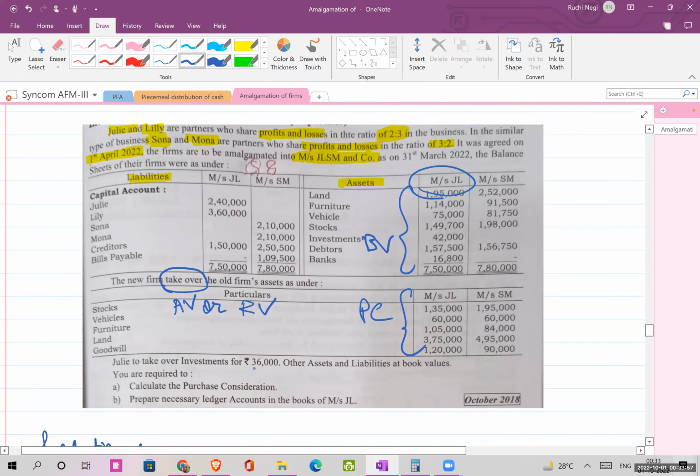Julie to take over investments for 36,000. So the partner is taking over investments. Okay. Only Julie is taking up. Other assets and liabilities will be taken at which value? Clearly likha hai book value. Book value means balance sheet value.